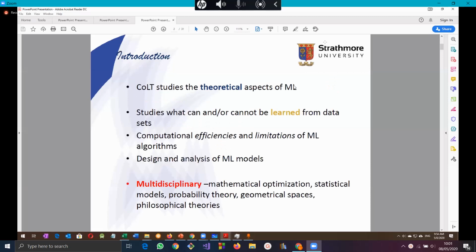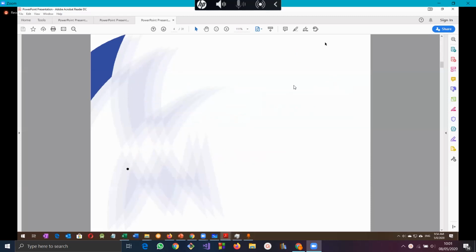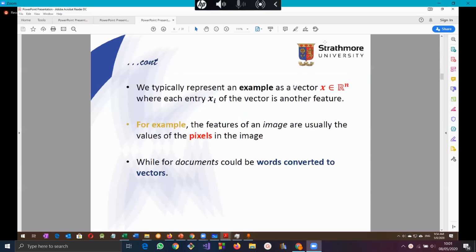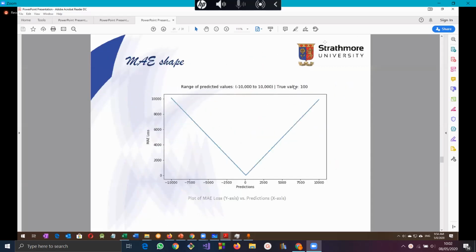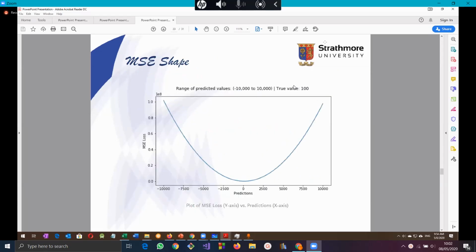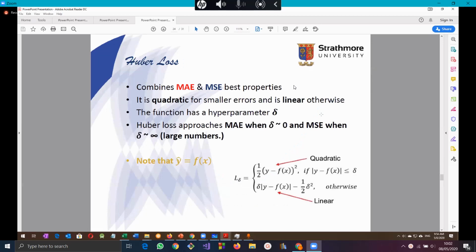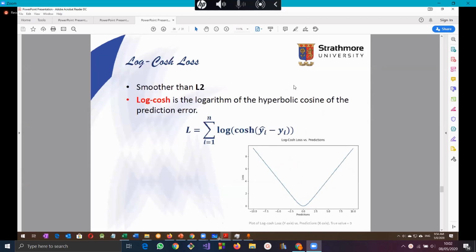You see, the error function you're using is important. Remember the loss functions? We have a number of loss functions. See, mean absolute error, Huber loss function, or even better, one that uses log hyperbolic cosine as the error function. How do you go about that?